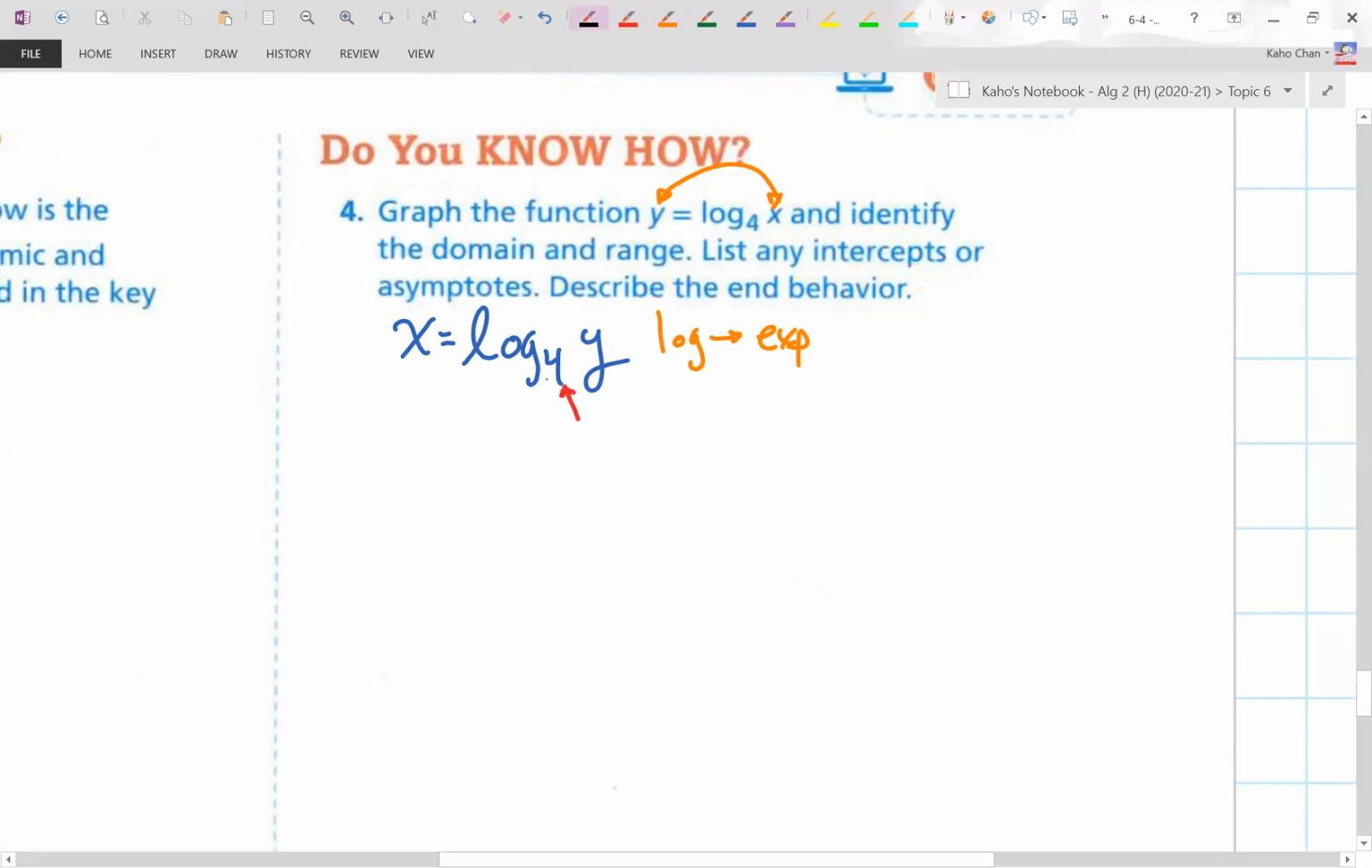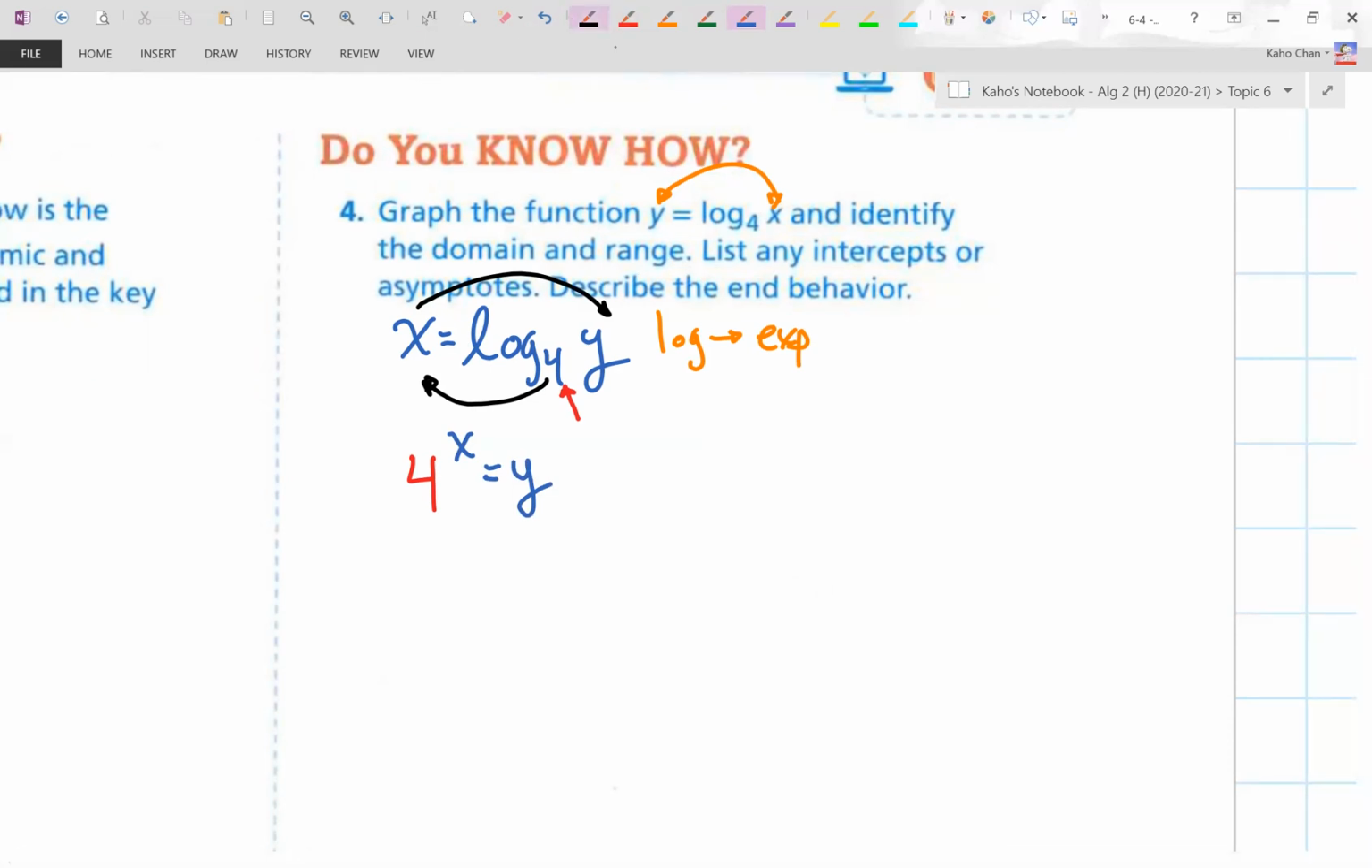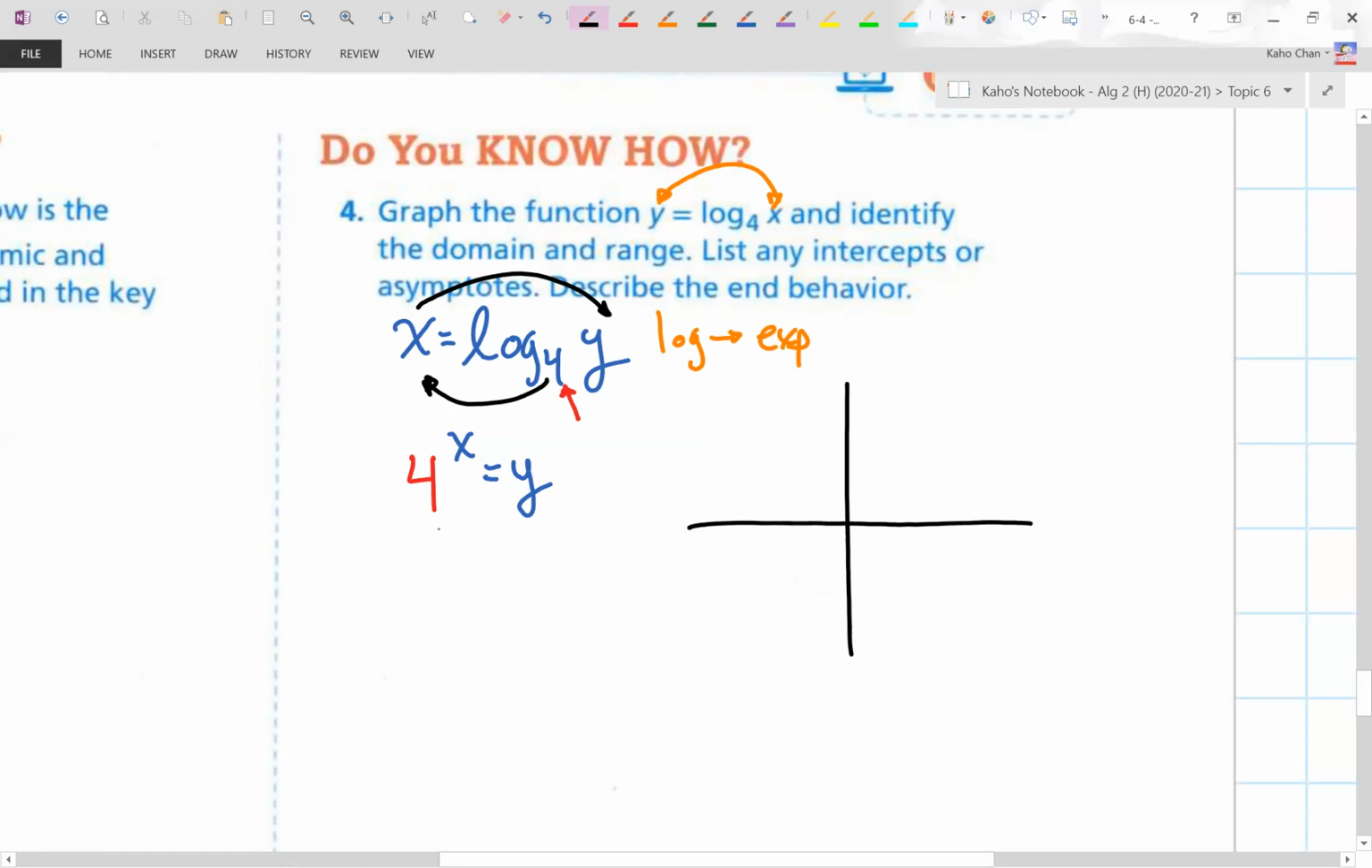Boomerangs to the other side, and it comes back to y, okay? That's how we rewrite it in exponential form. So base is 4 to the power of x. That equals y. We've done this before. We did 2 to the x and e to the x. So it's no wonder when we graph this, it's pretty easy.